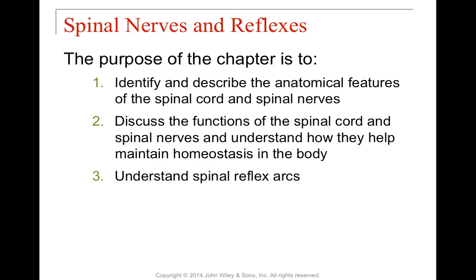We have three major purposes of this chapter. The first is to both identify and describe different anatomical features of the spinal cord and of the spinal nerves. So we'll go over all of the different features of the spinal cord and the spinal nerves first, and then from there we'll talk about the functions of the spinal cord and the spinal nerves, and talk about how they are involved in regulating homeostatic conditions within the body. And then last but not least, we'll talk about spinal reflex arcs.